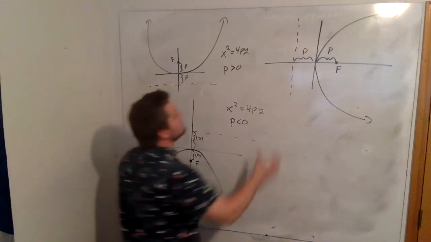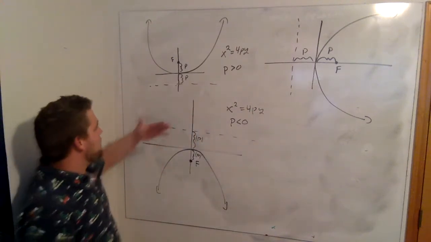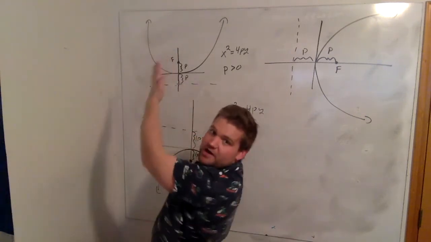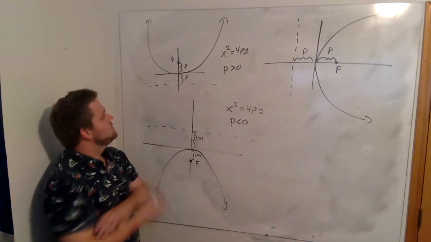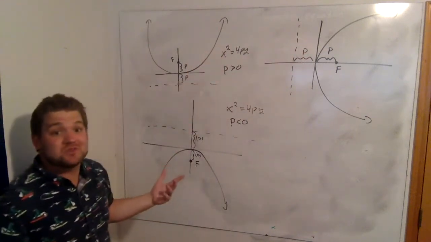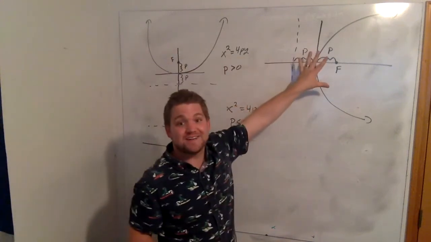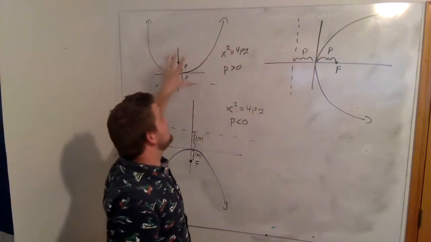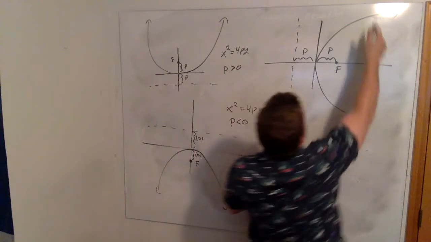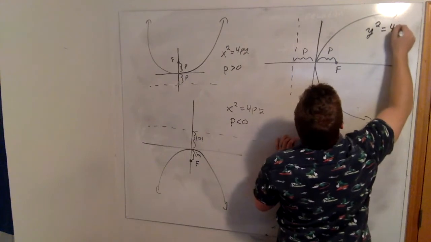What's the main difference between this picture and this picture if we think about it? Well, we took this horizontal line and made it a vertical line. I guess the key thing to notice here is that these are reflections of one another over the line y equals x. If you take this picture here and reflect it this way, you're going to get exactly this picture here. So the only difference between this picture and this picture is that the x and y values are switched. The equation here is going to be y squared is equal to 4px.